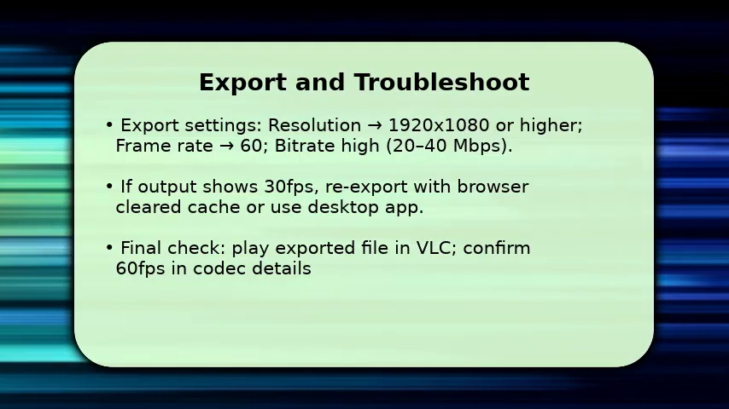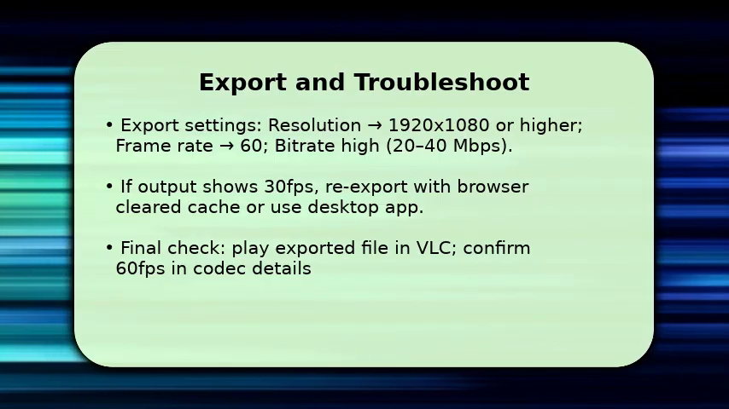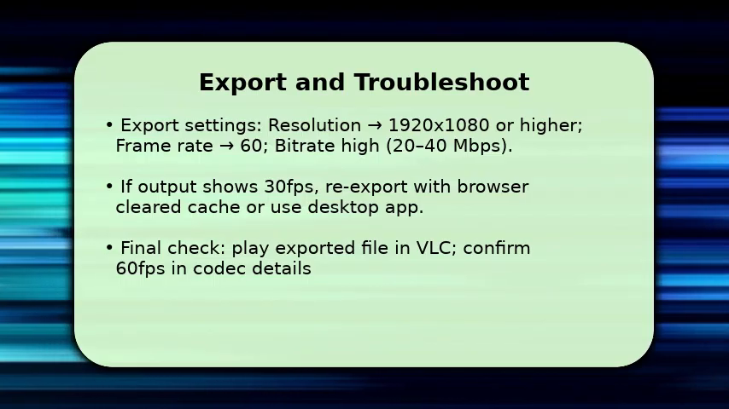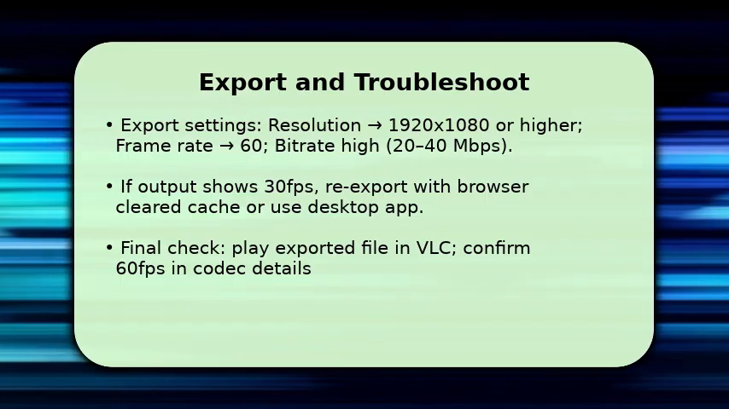crisp. Once exported, verify with a reliable player like VLC and inspect codec details to confirm 60. If the file reverts to 30, clear browser cache, reopen Clipchamp, or use the Microsoft desktop app to force proper encoding. One key tip: mismatched source frame rates often cause downconversion, so reconvert sources first if issues persist.